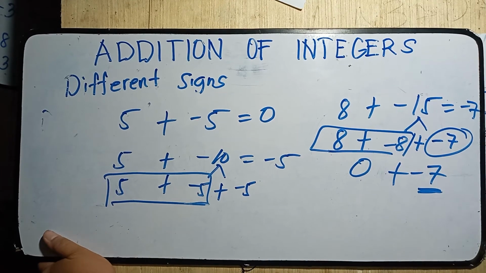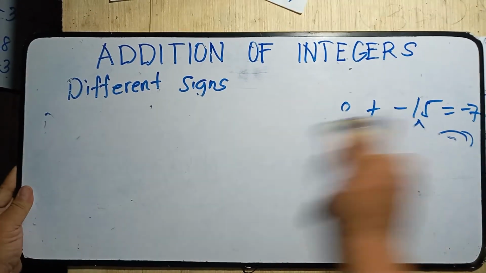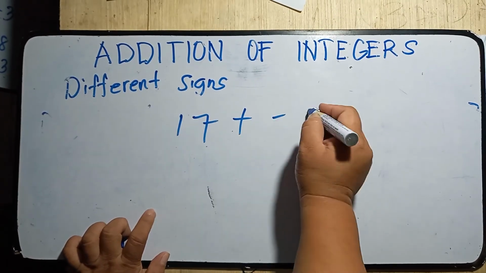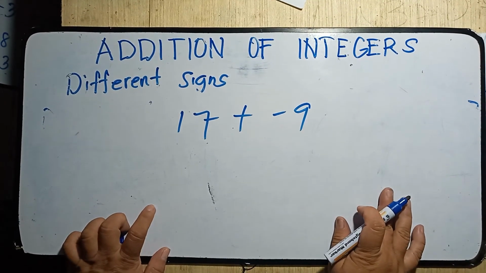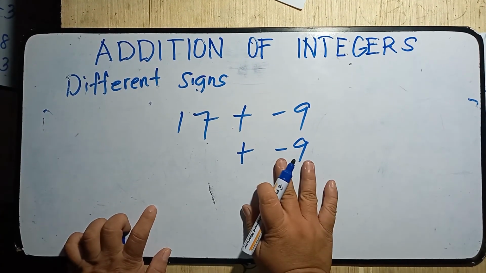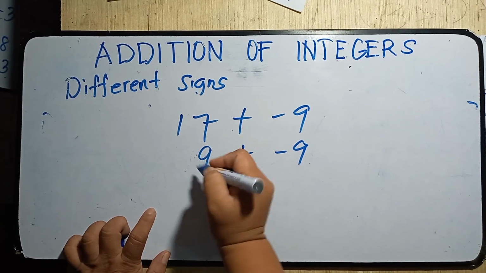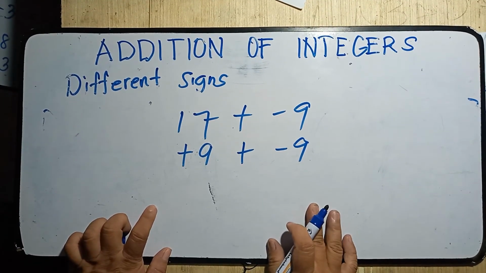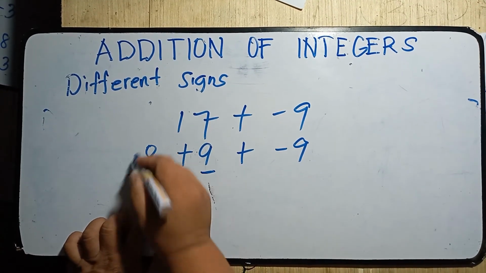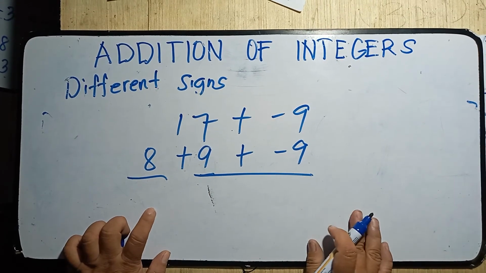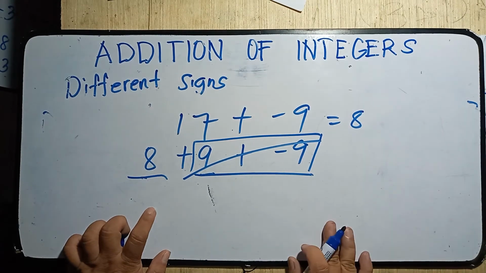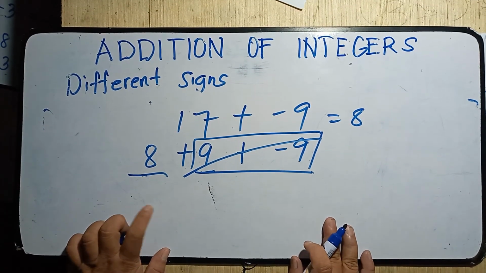Okay? So, let us have another example. 17 plus negative 9. Different sign. Okay? So, let us have again a 0 pair, negative 9. Opposite ng negative 9 is positive 9. Tapos, what must be added to 9 to get 17? So, that is 8. Then, let us add the opposites. Cancel na natin yan. 0 na yan. So, what is left is positive 8.